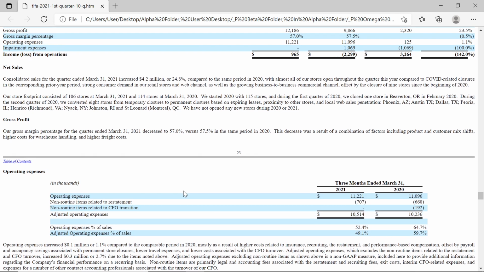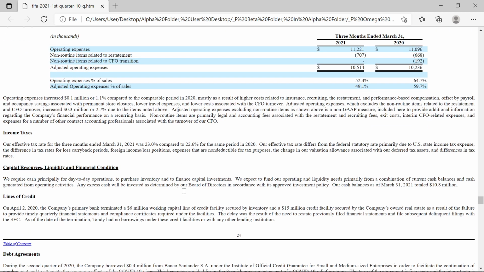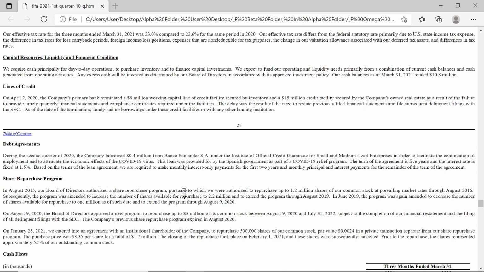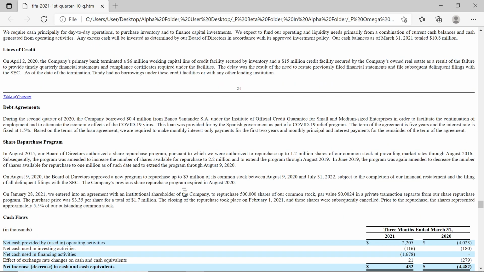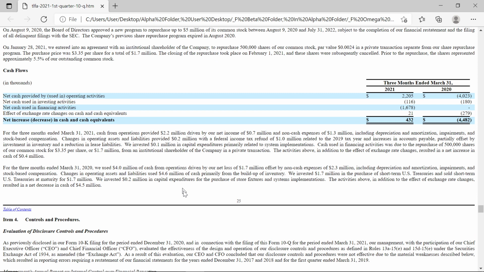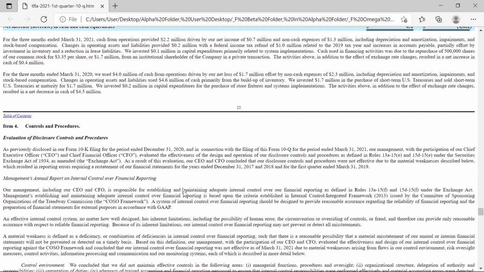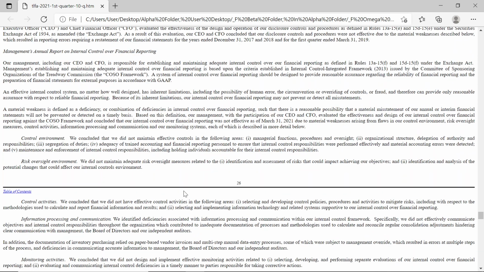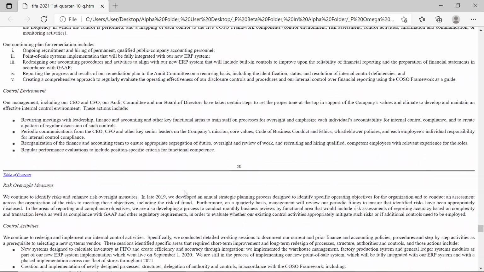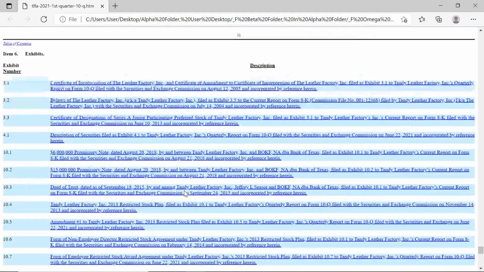Let's see what else we have. Yeah, I think this is just a scroller. Just scroll, scroll, scroll. It's a rehash of a lot of the information with more details in the commentary. So this is the quarterly report. That's it.